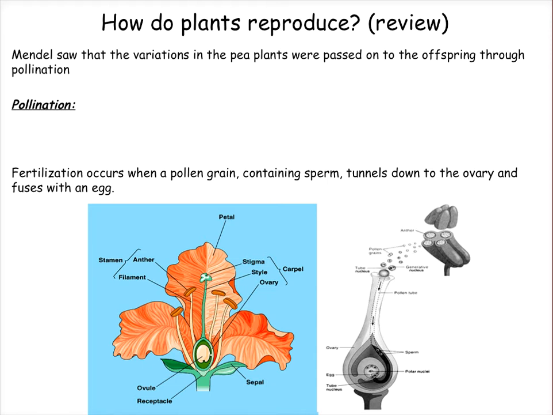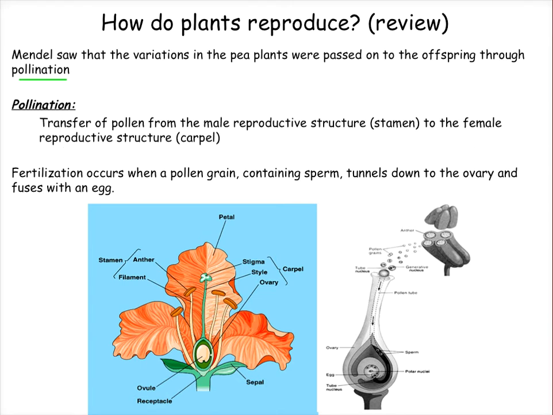Just as we know today, Mendel was able to see that the variations in pea plants were passed on to offspring through pollination. As a review, the term pollination refers to the transfer of pollen from the male reproductive structure, or the stamen, to the female reproductive structure, which is the carpel. So if I were going to remind you, this is probably about a quarter ago that we did this. Here's the male reproductive structure, and the female reproductive structure, the carpel, can be found here.